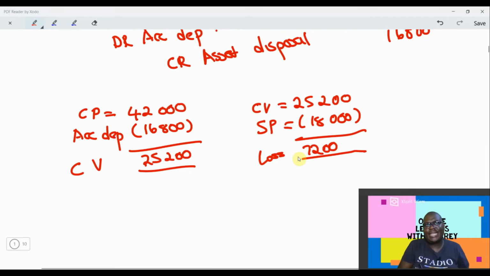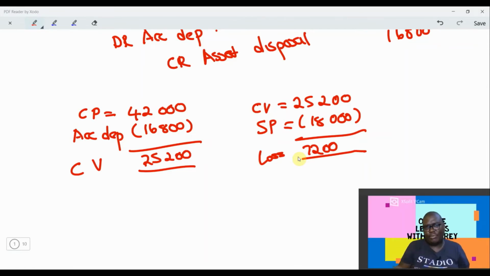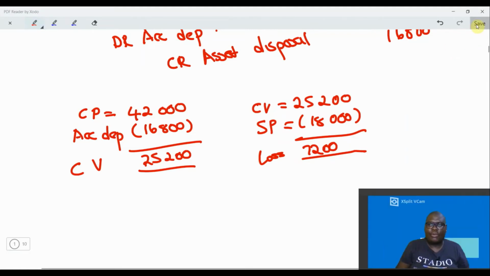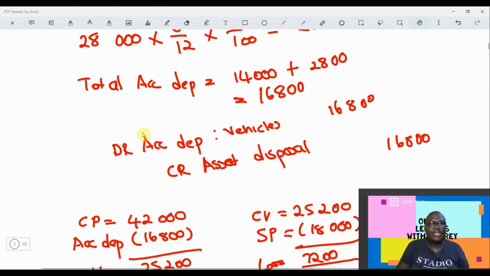Okay, now in order for you to be able to see if you had a loss, your credit side should be short. Your credit side of the asset disposal will be short. It won't be equal to the debit side. So we're going to go and confirm that.